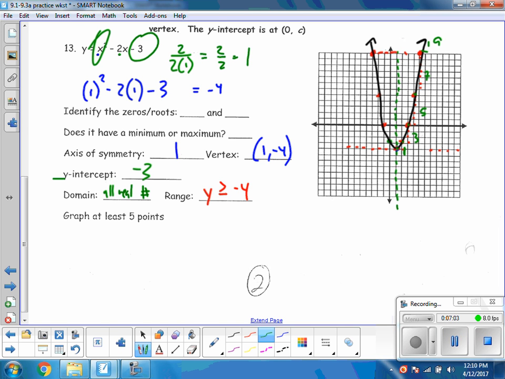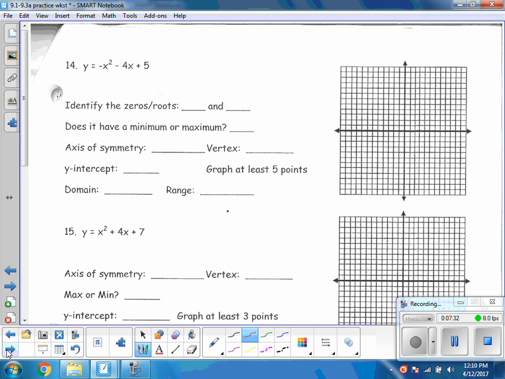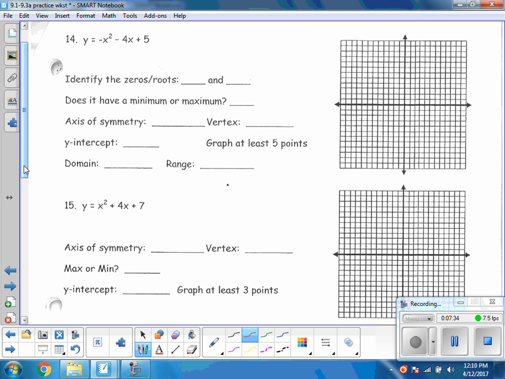Now we can see it. Does it have a minimum or a maximum? It has a minimum. Identify the roots or the zeros or the solutions is what it's asking for. And it's at 2 and -2. Nope, that's not true. That's from, I'm looking at the line of symmetry, and that's not true. So it's right here. It's at -1. And then it's right here, 1, 2, 3. And that's at 3. So -1 and 3. Awesome. All right, I'm going to pause and have you do this page, and let's see how you do.